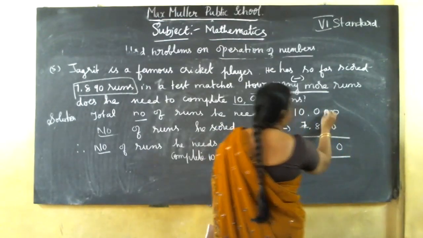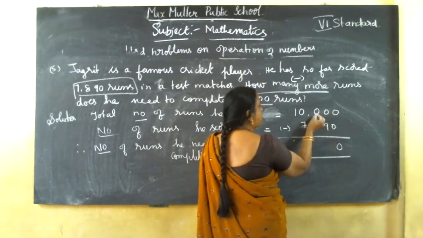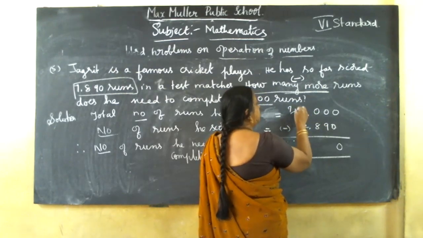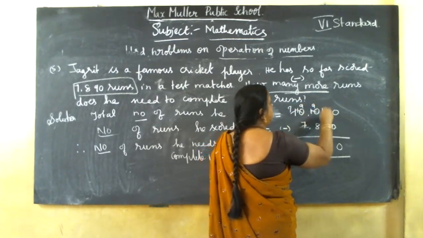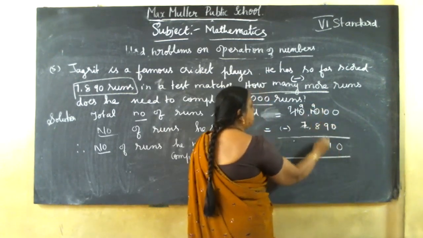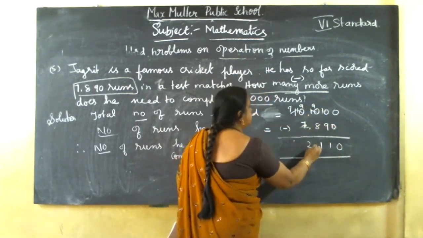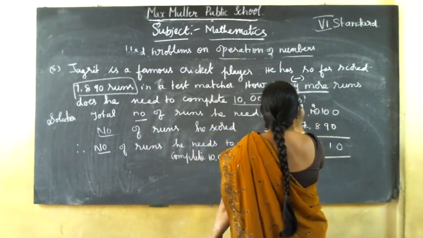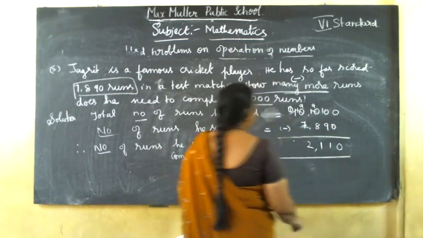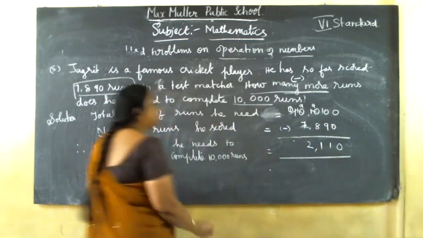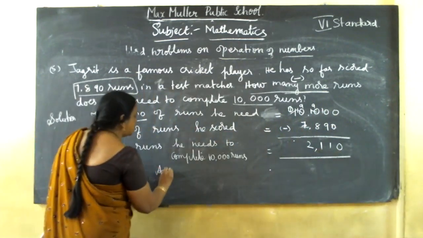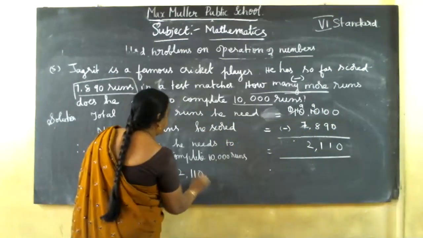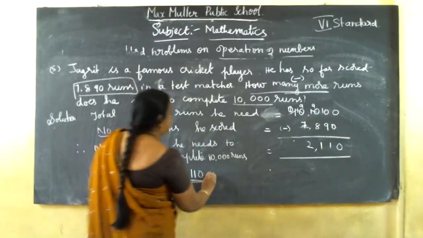0 minus 9 you can't, so borrow. Here also 0, so borrow 1 from here. Here 9, 10, 9, 10, 9, 10. 10 minus 9 is 1. 9 minus 8 is 1. 9 minus 7 is 2. Here, see, already it's 1, we borrowed, so here 0. So 2,110 he still needs. So what is the answer? He requires 2,110 runs to complete 10,000.